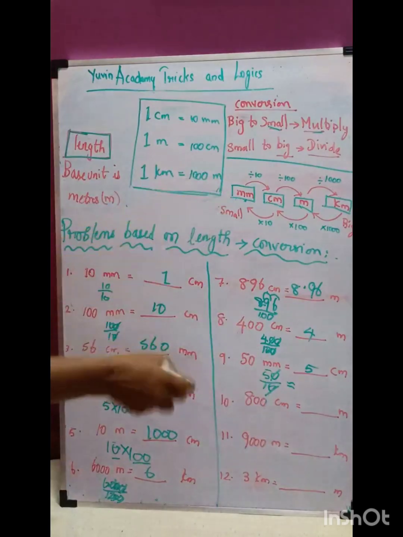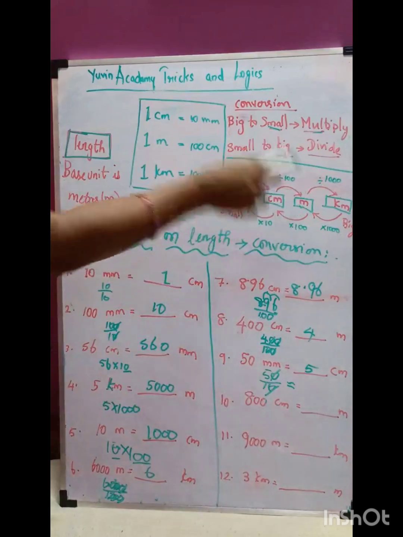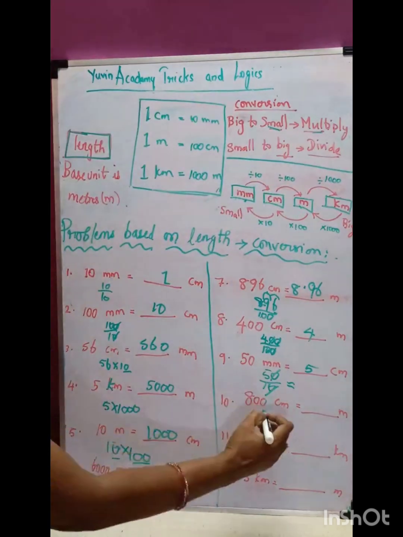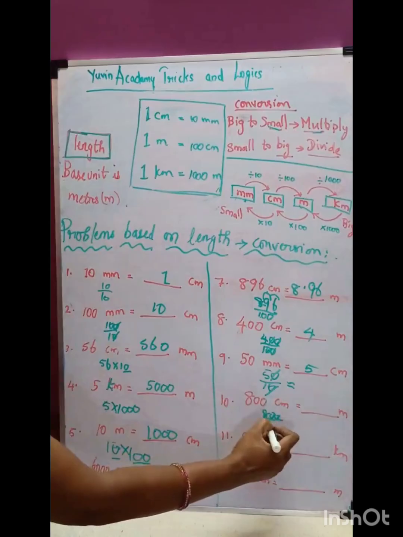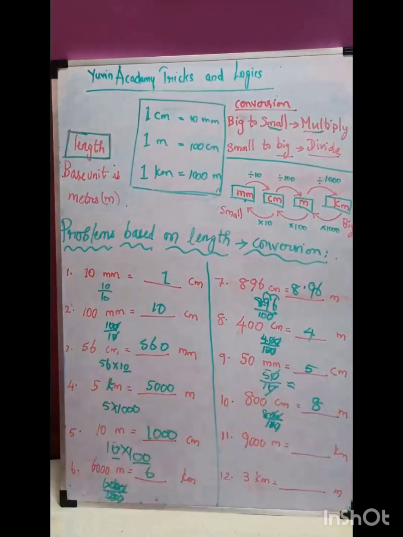Then again, it's 800 centimeter to meter. Centimeter to meter, again it's small to big. You have to divide by 100. 800 divided by 100, the zeros get cancelled. It's 8 meter.